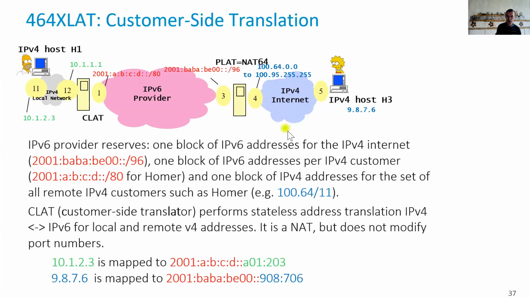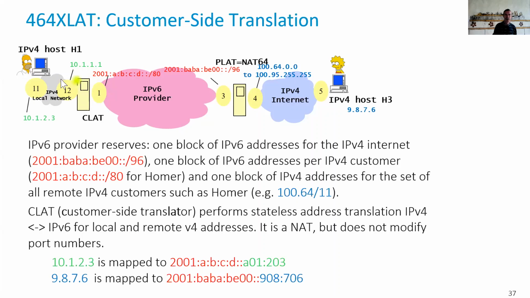Third, we also need to allocate a block of IPv4 addresses to be used by the IPv4 internet to represent the IPv6 internet. So those blue addresses here are IPv4 addresses that I will use to represent guys like Homer here that are in fact not reachable over the IPv4 internet because they reach the internet only through me and I am only an IPv6 provider. Okay, so that's the starting point.